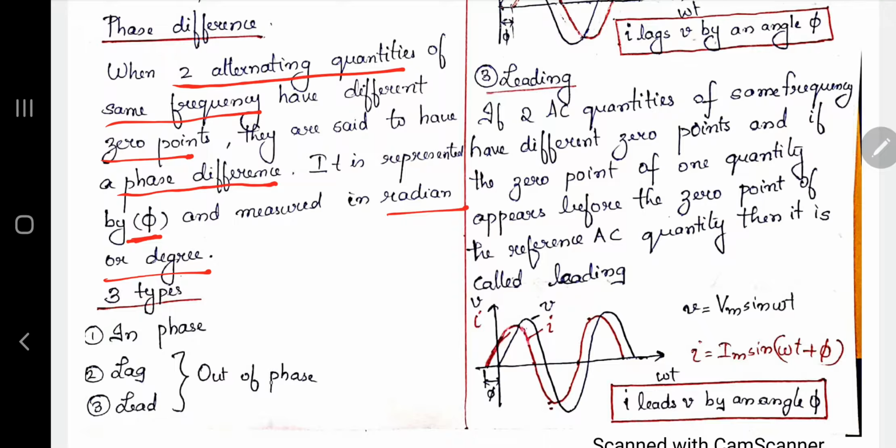According to the comparison, there are three types of phase differences. First one is in phase, second one is lag, and third one is lead. In phase is one type, and the second type is actually out of phase, in which there are two, that is lagging and leading. We are going further into each of them.